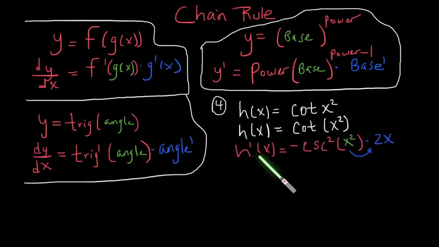Okay, so see how that works? Outside function, take the derivative of that first. Very important, keep the angle, don't change the angle, x to the second. And then at the end, multiply by the derivative of the angle to fulfill the chain rule. And the last thing we can do is clean up and say that's a negative 2x cosecant squared of x to the second.